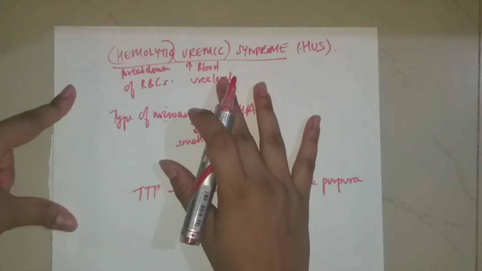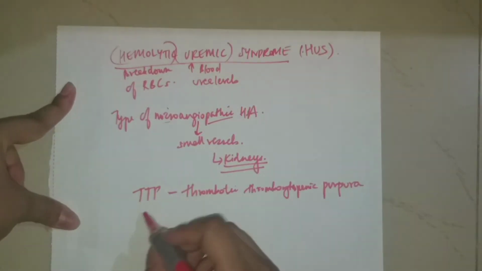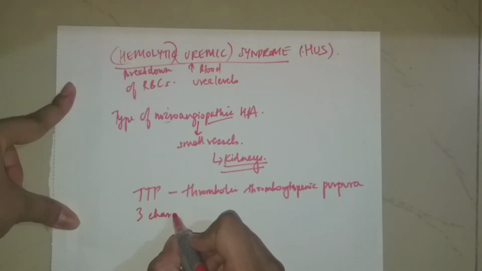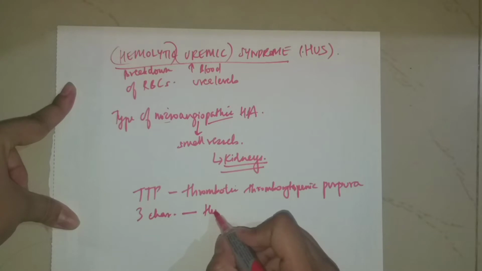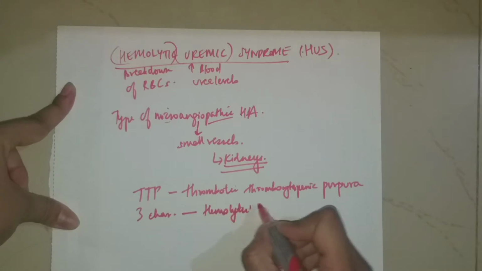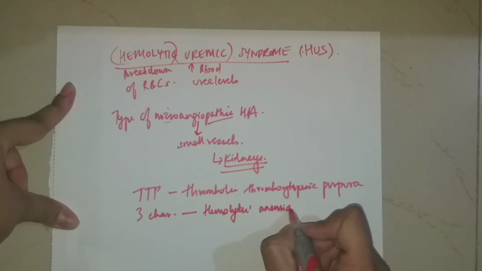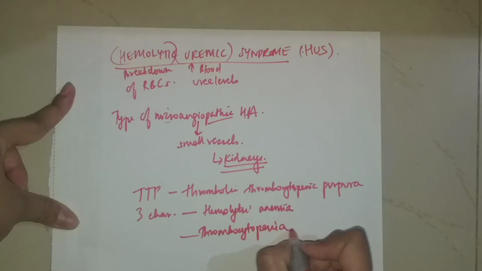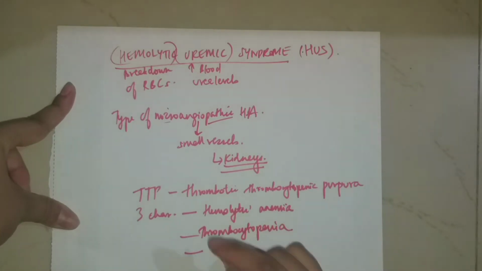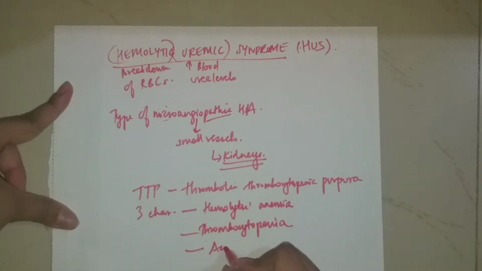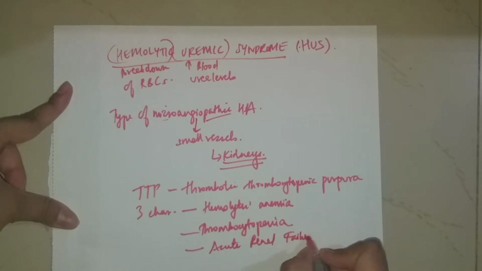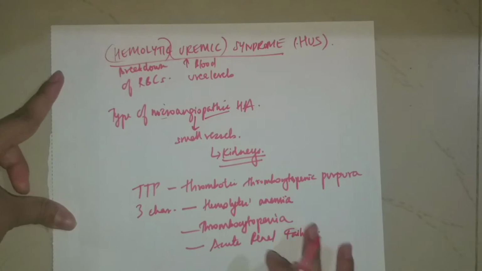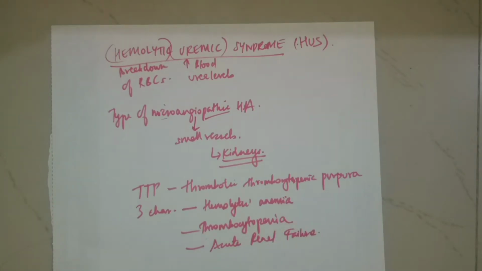So, the basic three characteristics in hemolytic uremic syndrome are, as I told you, hemolytic anemia, also thrombocytopenia, which is reduction in the platelet count in the blood, and acute renal failure. Of course, because the small vessels of the kidney are affected, there might be acute renal failure. Okay.